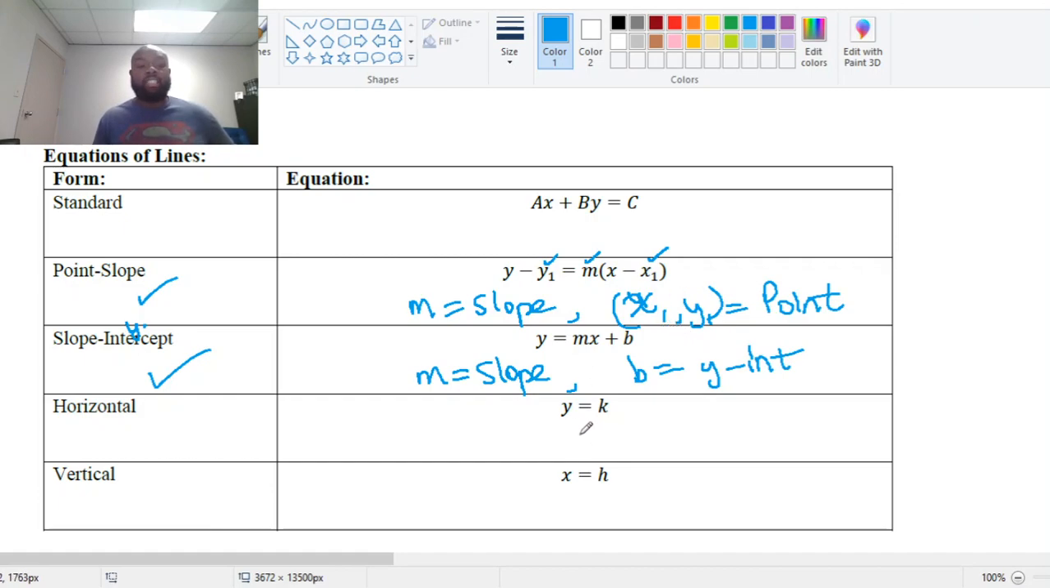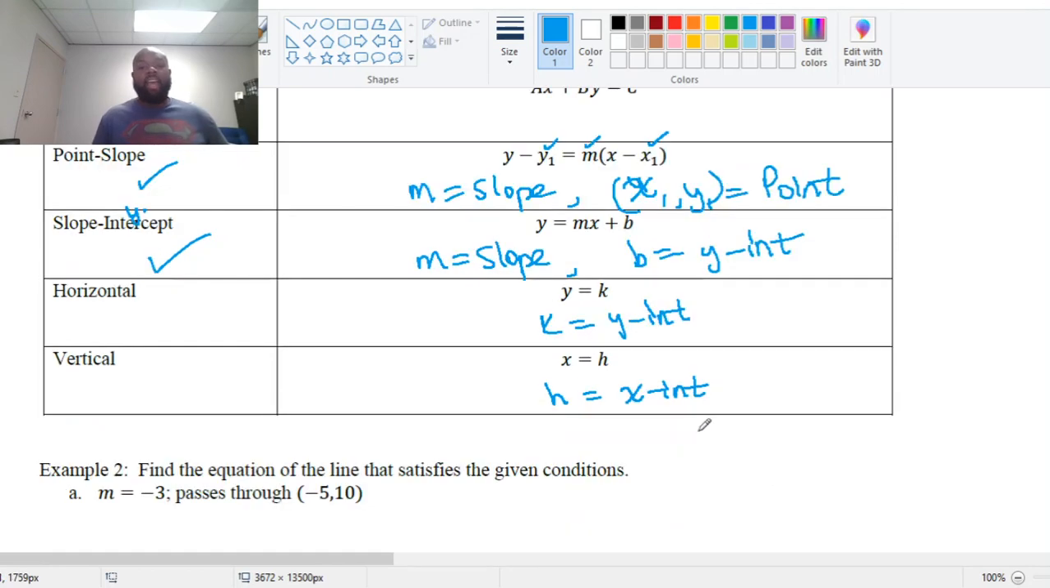We've already discussed the horizontal line. Remember, y equals some number. That k is your y-intercept. And then x equals some number. That h is your x-intercept. All right, and so we can use these bits of information to come up with the equation of a line.